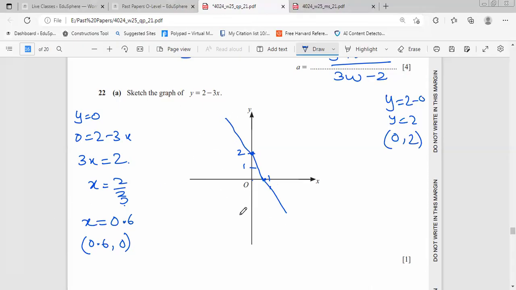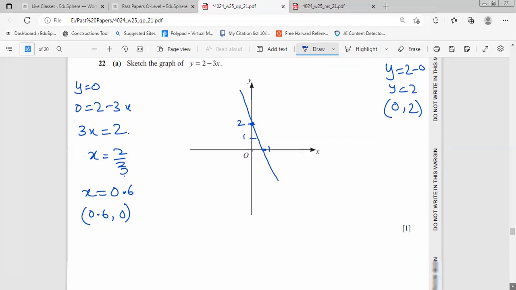Okay. Now the line is not drawn very properly. Let me just tell you that you can draw a line with the help of a scale. But since I do not have a scale, I'm just sketching it, but you have to draw it neatly.